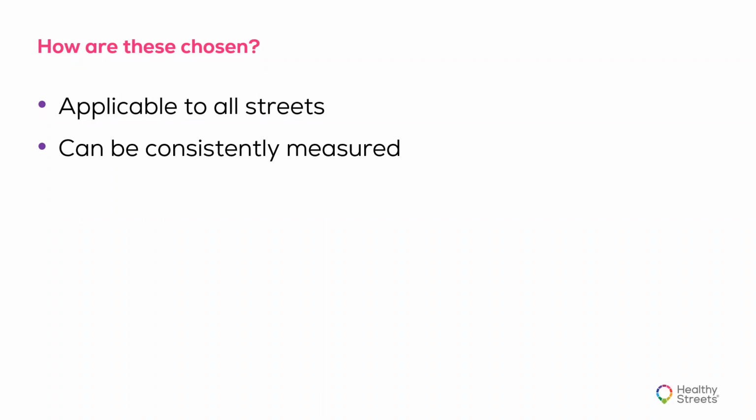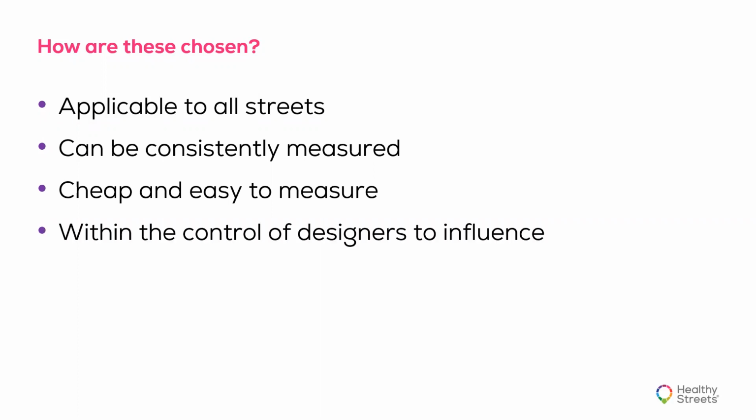You might be wondering, how were these chosen? This is only a selection of the many things that you could measure to assess a design. First of all, our metrics need to be applicable to all streets in England. They need to be things that can be consistently measured across all these different streets and all these different geographies and contexts. And they need to be cheap and easy for the designer to measure so that they don't add an additional burden of work.